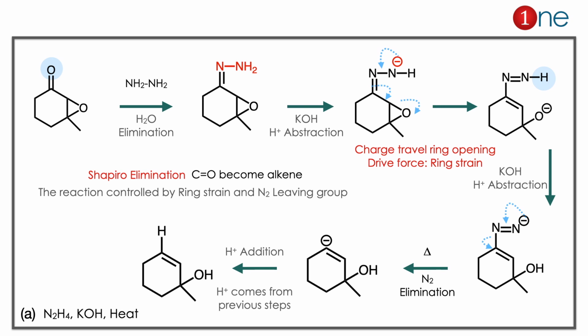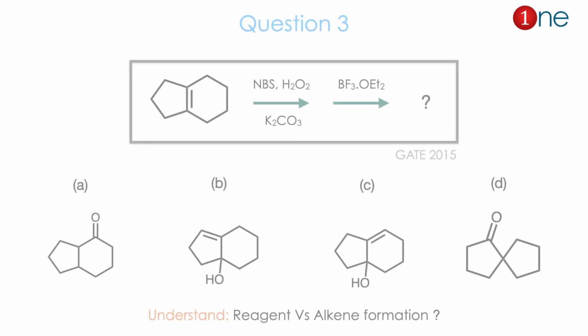Here you have to learn two important things. One is Shapiro elimination. The Shapiro elimination converts ketone into alkene. Second thing is charge travel. If you have a strained system or unstable system, the charge travels to quench it or release it. Here the epoxide ring strain is released.